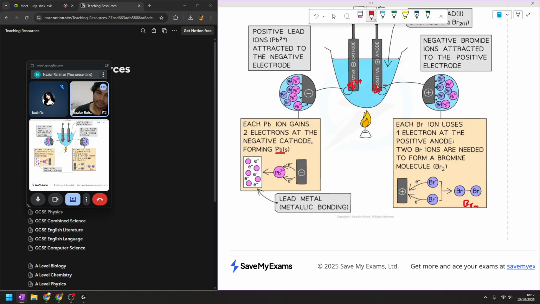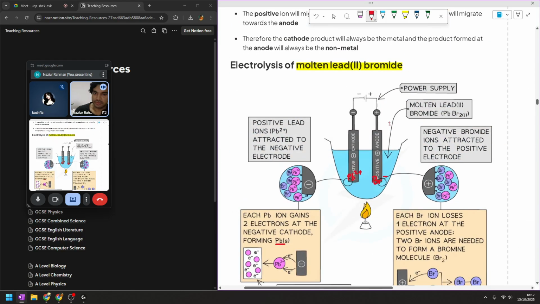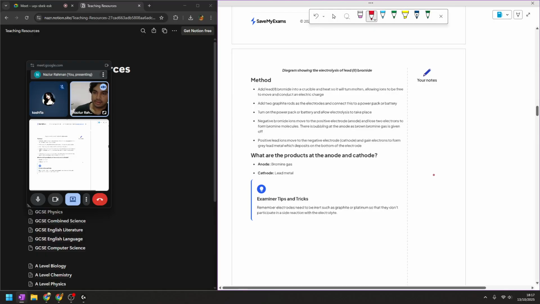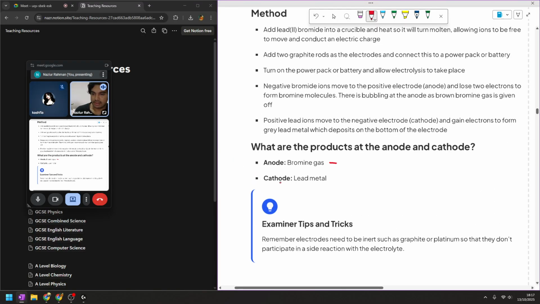What you'll see is bubbles of bromine gas coming up from the anode, and solid lead metal forming at the cathode. So at the anode you make bromine gas, at the cathode you make lead metal.